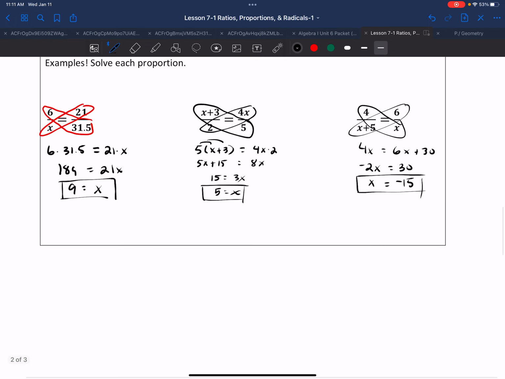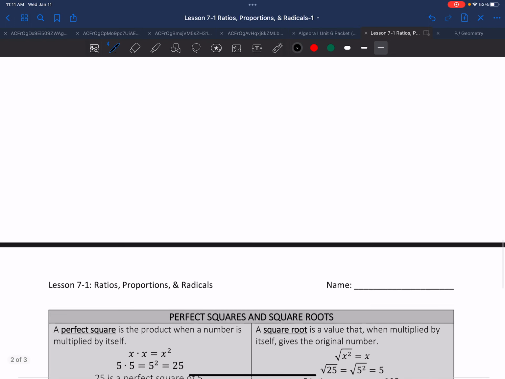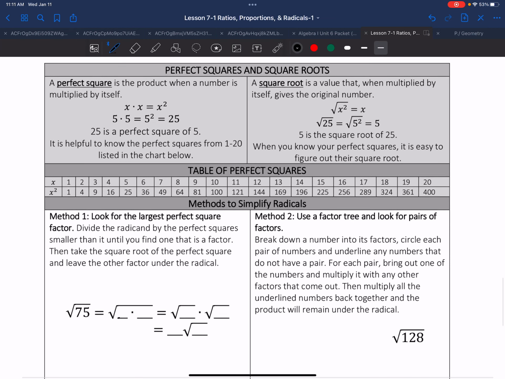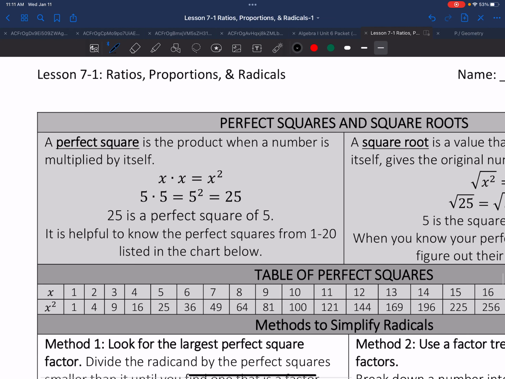Okay, let's take a look at something different. We're going to talk about radicals. A perfect square is the product when a number is multiplied by itself, right? So for instance, I have x times x. They are the same number. That's going to give you x squared, right? A number times itself is just going to give you something squared. If I go into something more specific, 5 times 5 is the same thing as saying 5 squared, and 5 times 5, or 5 squared, is going to give you 25, right?